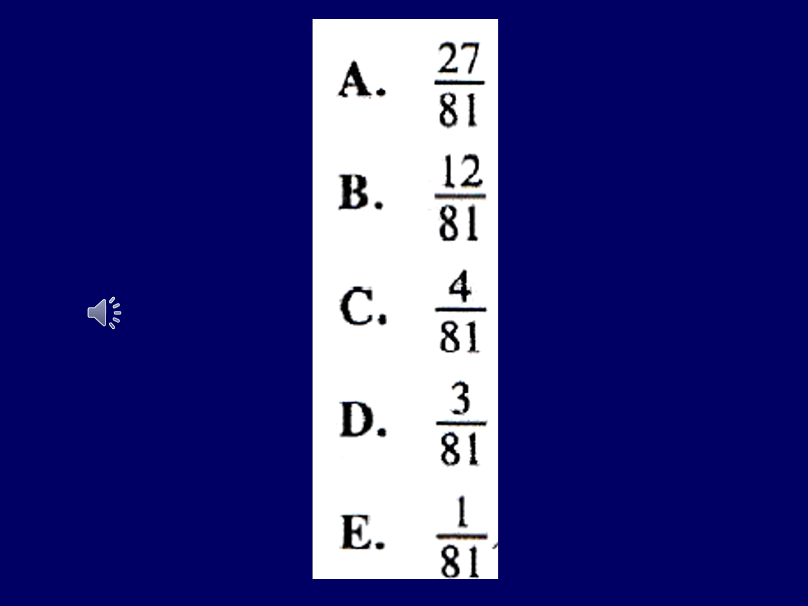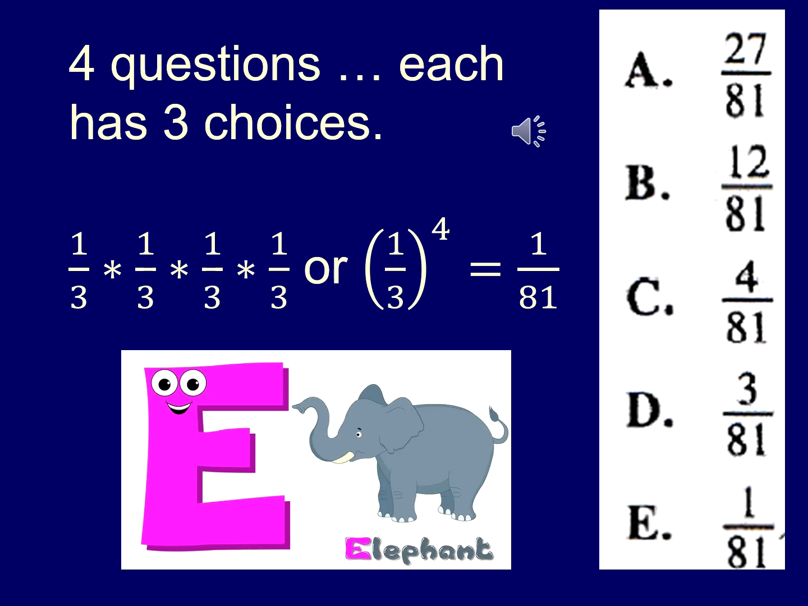So the big thing here is he's got to answer the first and the second, and the third, and the fourth all correctly. And means times in probability. So I've got 1/3 times 1/3 times 1/3 times 1/3. That could also be thought of as 1/3 to the fourth power. When you do that, 1 times 1 times 1 times 1 is 1, and so we get 1 on top, 81 on the bottom. It's 1/81st, which is E.